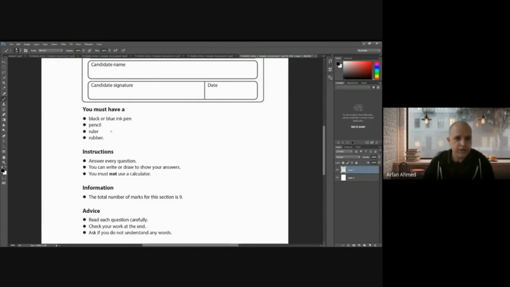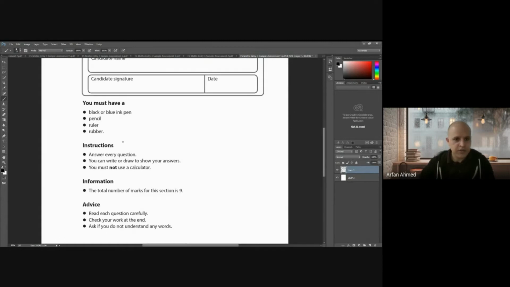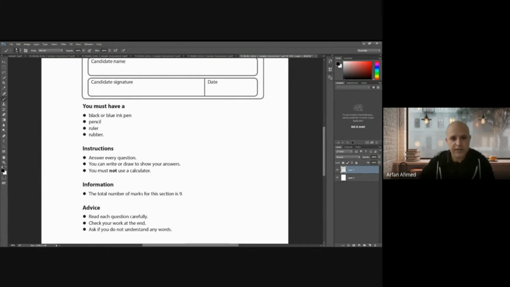Obviously, you need a black or blue ink pen, pencil, ruler, and rubber. If you don't have these things, don't worry. They will provide this to you. Just make sure you answer each and every question. You can write or draw to show your answers. You must not use a calculator for section A.